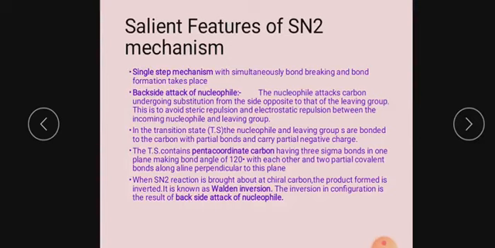Chiral carbon means this carbon having 4 different groups. This carbon having 4 different groups is called a chiral carbon. If this SN2 reaction is carried out in presence of a chiral carbon, we get an inverted product. It is called a Walden inversion. The inversion in the configuration is the result of backside attack of nucleophile.